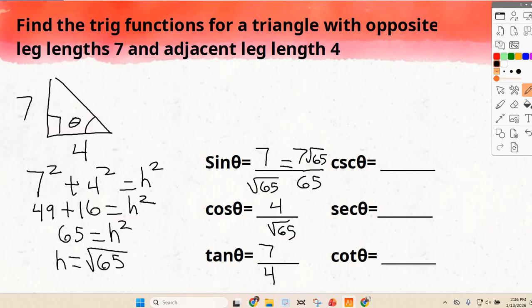The next thing is, once I have those three fractions, my cosecant, secant, and cotangent are just going to be the reciprocals of those. So we're just going to flip it. I have the square root of 65 over 7, the square root of 65 over 4, and then 4 sevenths.